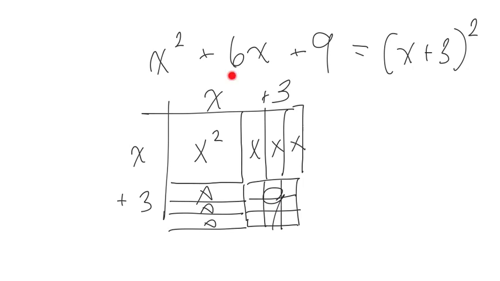The fact that there's a square here is another indication that I have a perfect square. So whenever you're able to take a quadratic in standard form and reduce it to something like this, where you have a single binomial but it's squared, this is what's called a perfect square.